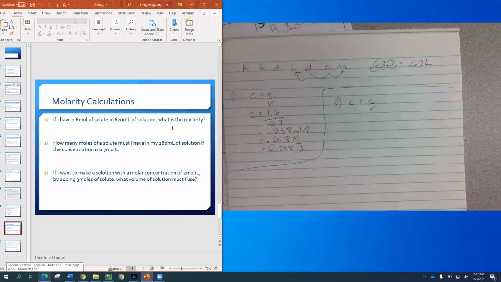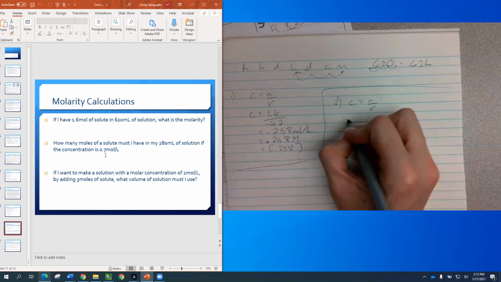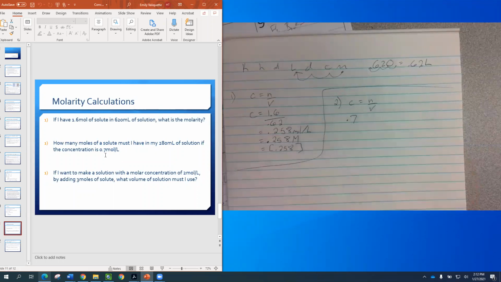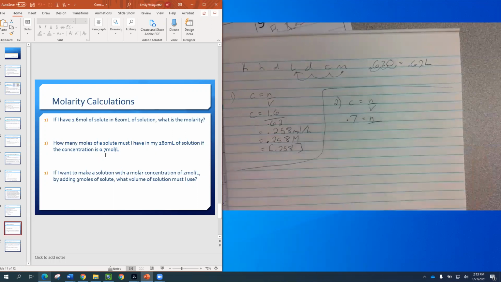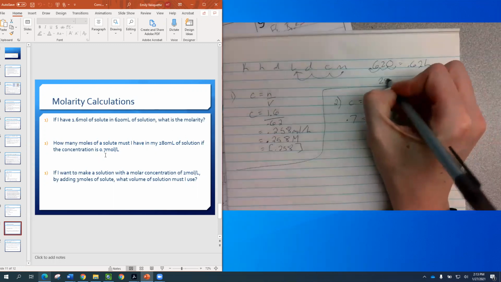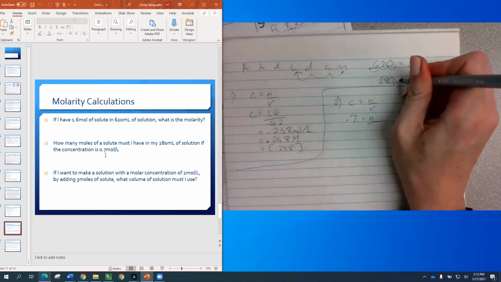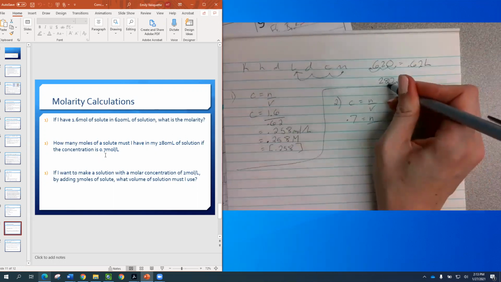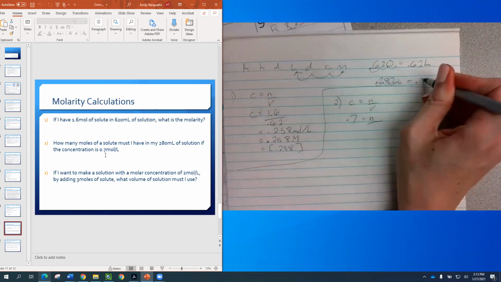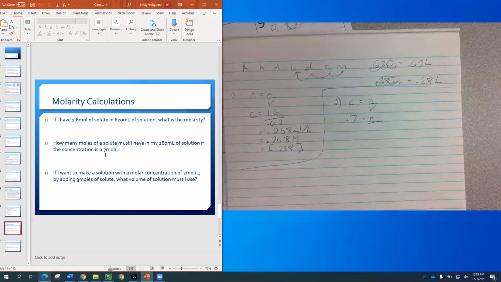Okay, so for the second question, again, we're using C equals N over V because it's given us our concentration in moles per liter. So I can plug that in. My 0.7 moles per liter is my concentration. I'm looking for my moles, and my volume was given to me as 280 milliliters. But once again, I have to move my decimal 3 spots to the left in order to get it into liters. So it's 0.28 liters.